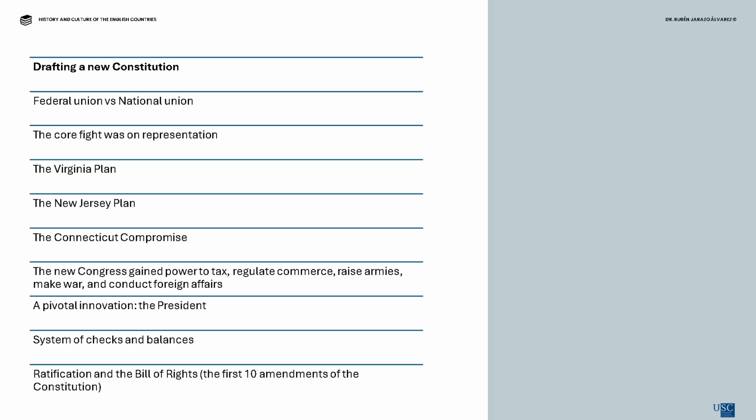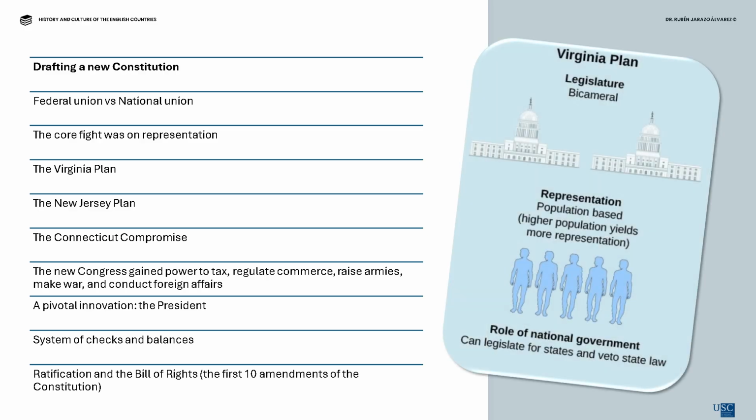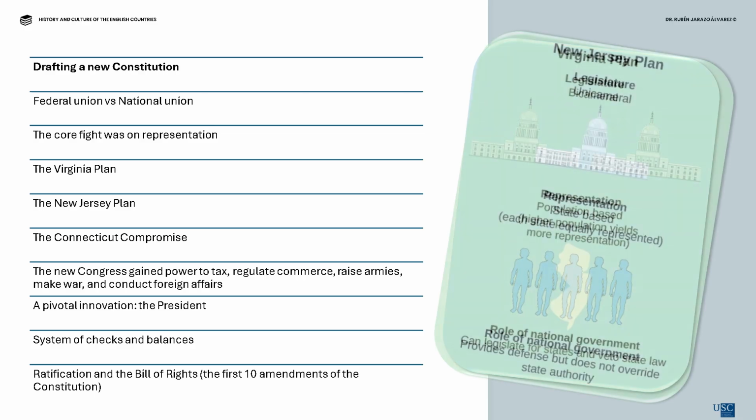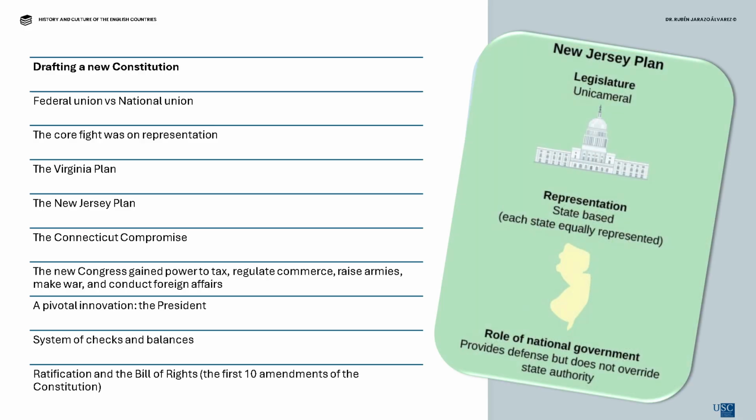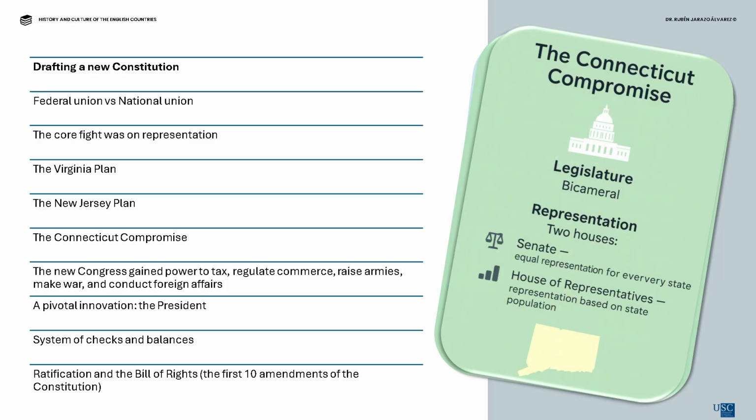The core fight was representation. The Virginia plan favored two houses apportioned by population, backed by large states. The New Jersey plan proposed one house with equal state votes, backed by small states. The Connecticut Compromise blended both, a House of Representatives proportional to population and a Senate with 2 seats per state.